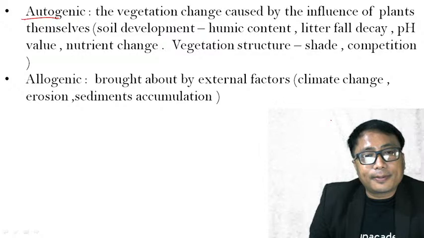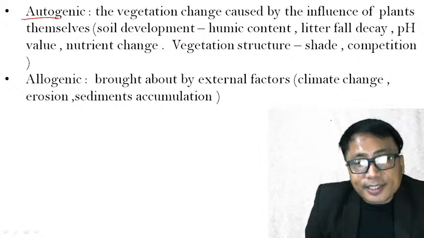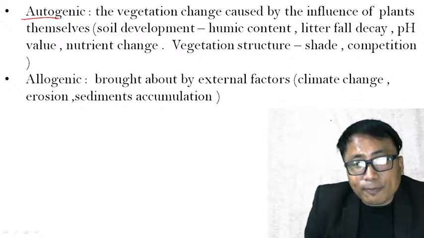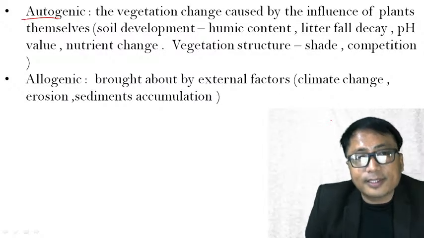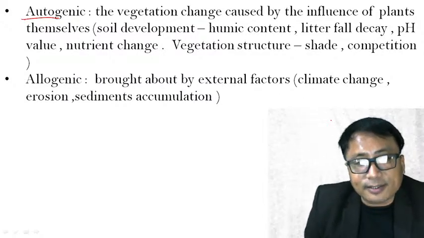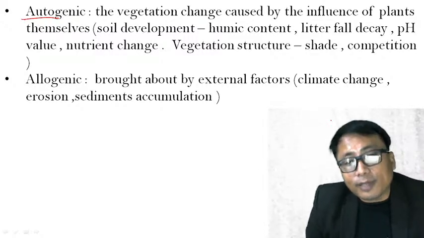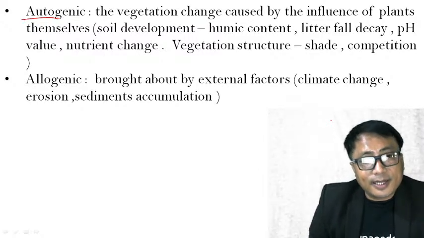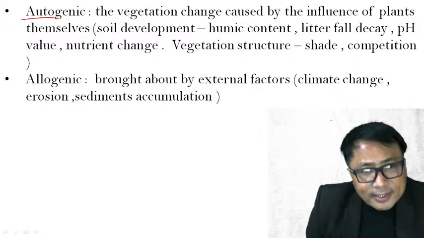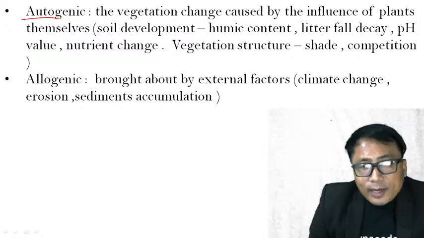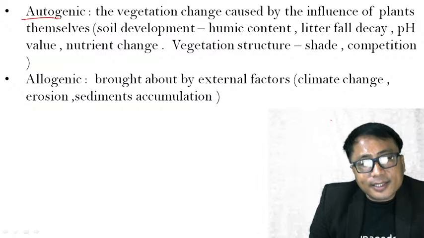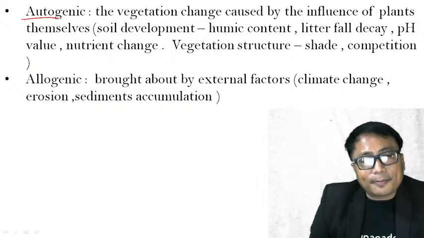Okay. The vegetation change caused by the influence of the plant itself is known as autogenic succession. Allogenic succession, in a sense, is where the changes are brought about by external factors. Now, I have given you two case studies. One is regarding a succession that happens over the land area.